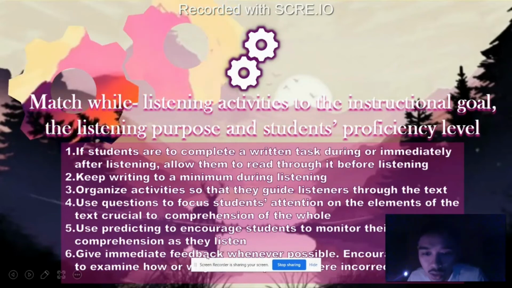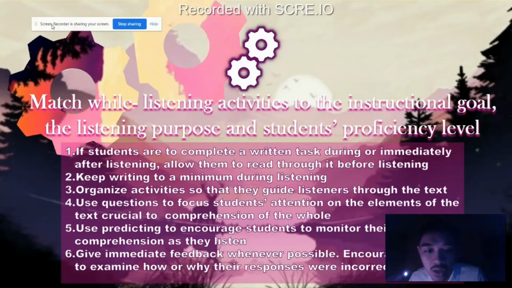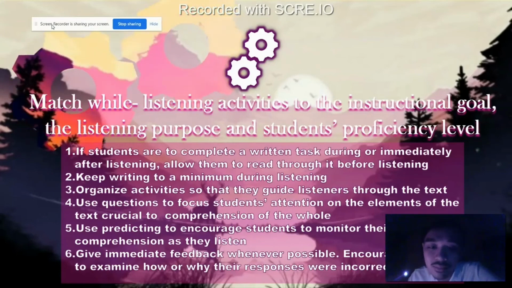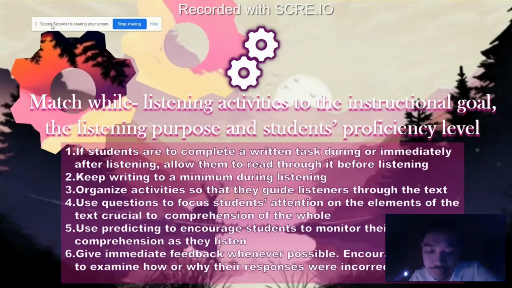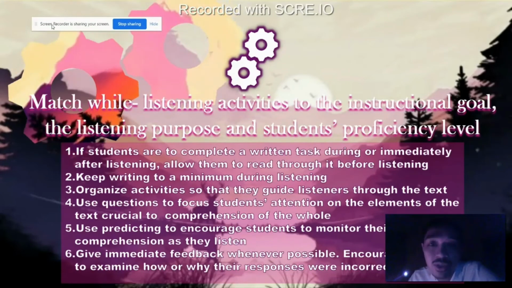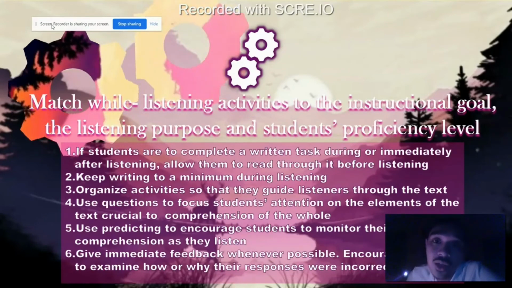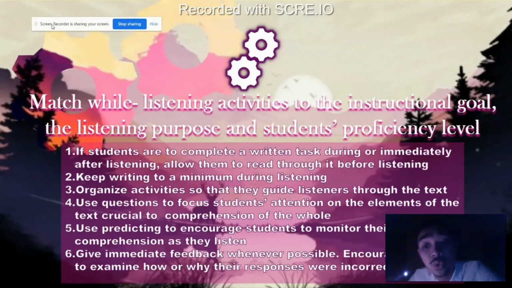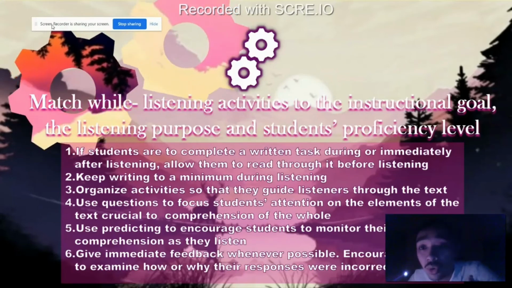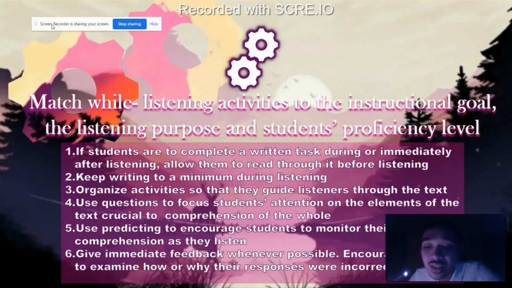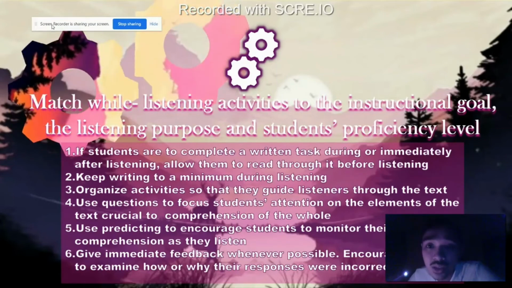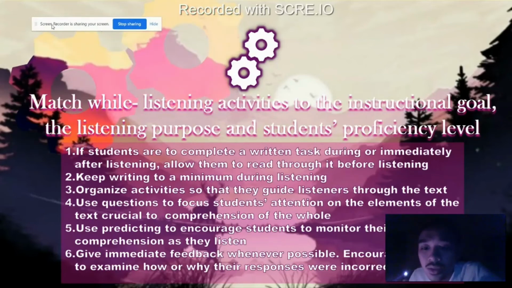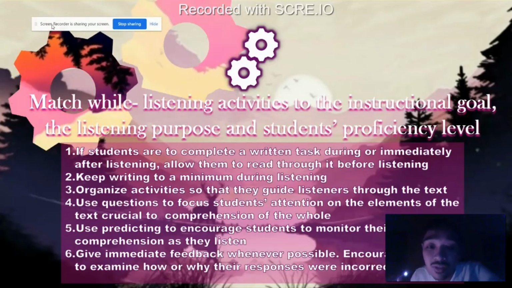And next, give immediate feedback whenever possible. Encourage students to examine how or why their responses were incorrect. It's best to provide periods of time where students can raise questions so that they can clear their minds and lessen their confusions, so that their understanding can be corrected and straightened, and they won't have the wrong mindset while listening. So it is best to give immediate feedback whenever possible.